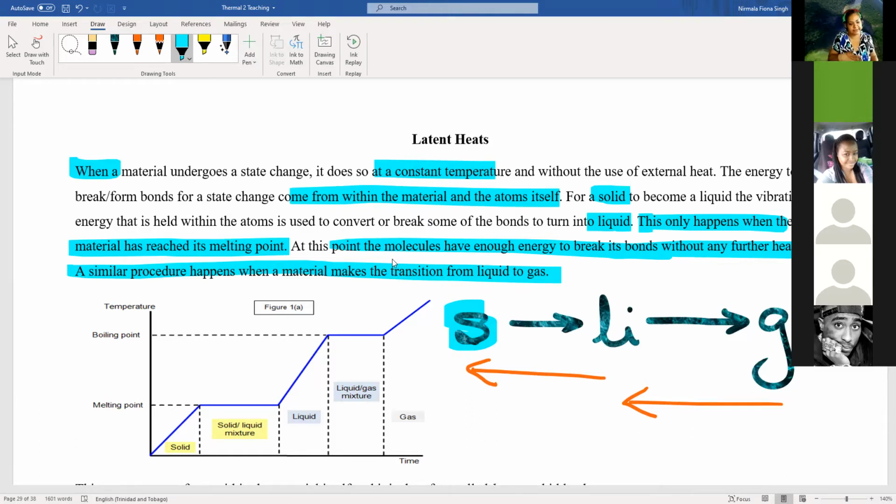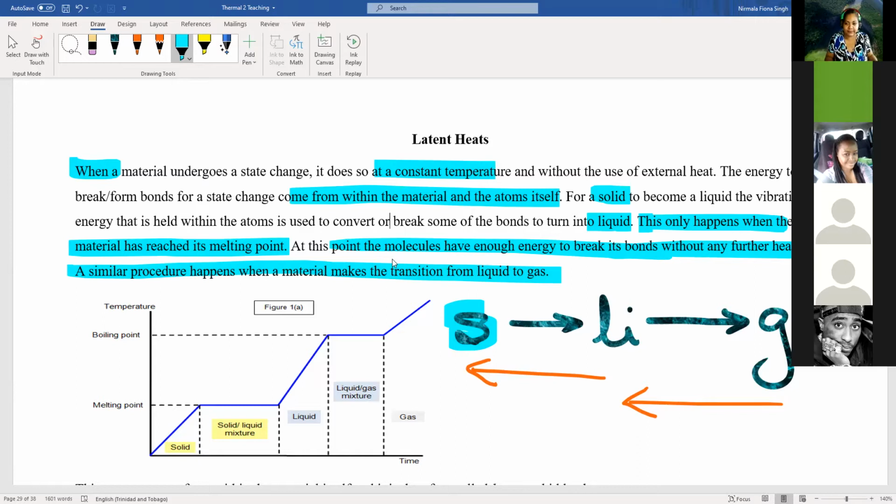And then there's the flip side. When we have a gas, if we pull out enough energy from that gas, we prevent those molecules from moving around too much, and they will bounce into each other more and more because they have less energy. And then they could form bonds.